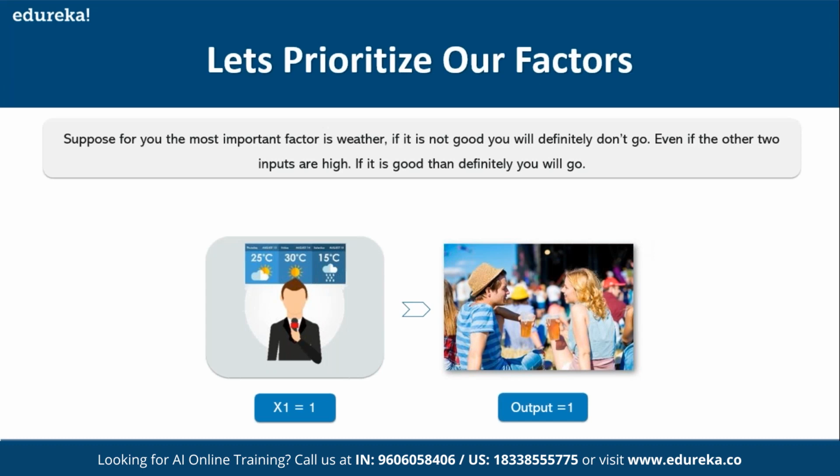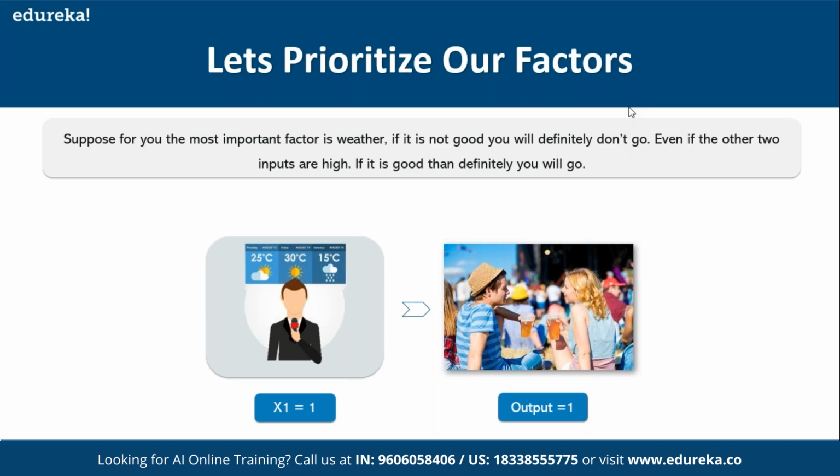Let's get to see. Suppose for you the most important factor is the weather, while you are okay with spouse accompanying or not accompanying, and public transport being available or not available. Which means the weight you give for weather is higher in comparison to the other two inputs. This is how it works. Let's see how exactly this happens.